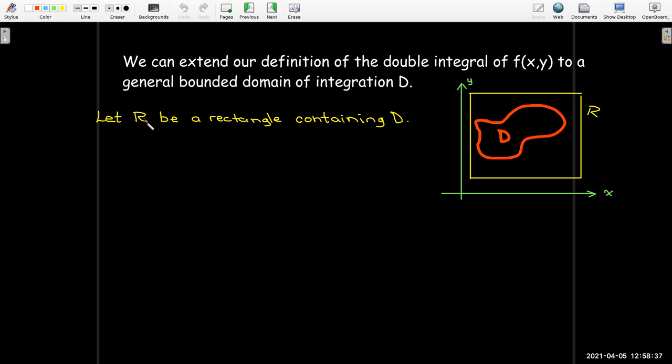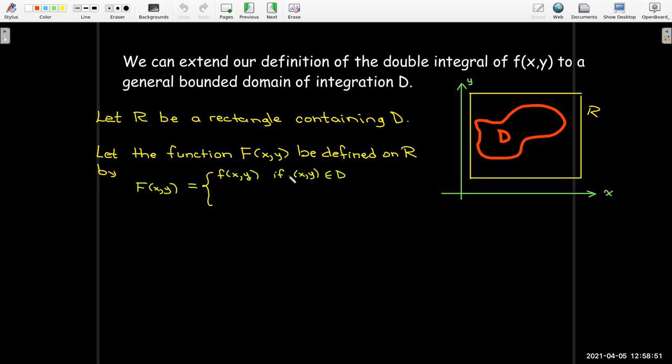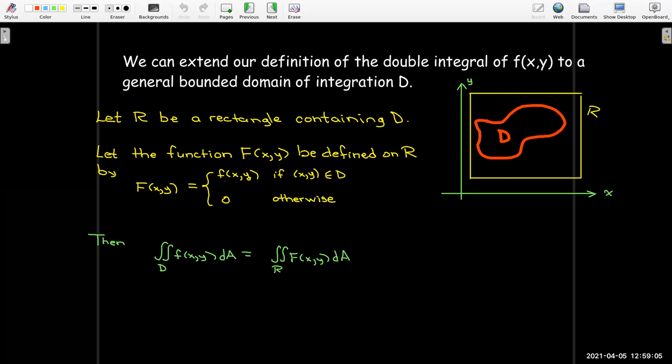And then we define a new function based on our original lowercase f of x comma y. We define uppercase F of x comma y to be piecewise defined. If x comma y is in the domain, it's exactly the same as lowercase f, and outside that domain D, it's going to be zero. And so we know the definition of the double integral of F over our rectangular region. But since it's zero outside that domain, that's going to be exactly our double integral over the domain D of our original function, lowercase f.